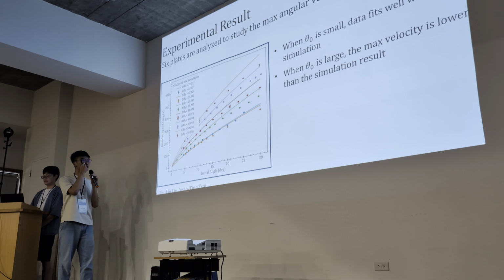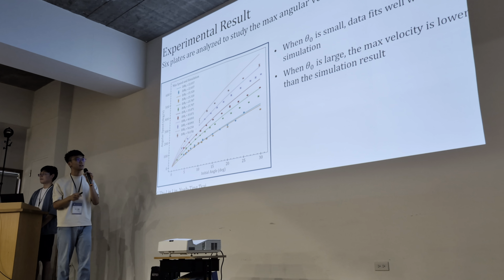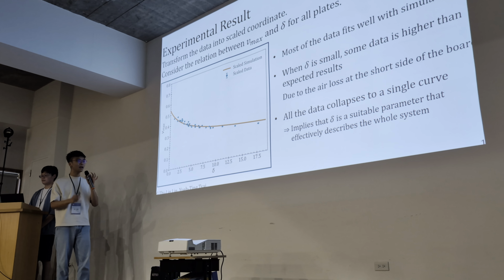And when the initial angle is small, the data can fit with the simulation. That's roughly between 10 and 15, at about 12 degrees. And when the initial angle is large, the maximum velocity is lower than the simulation results. And last, we transform the data in the last page into this. There are 6 plates, and we transform them into scaled coordinates.